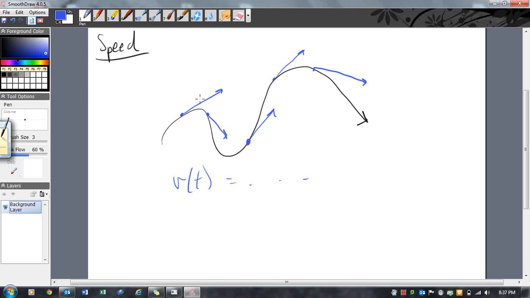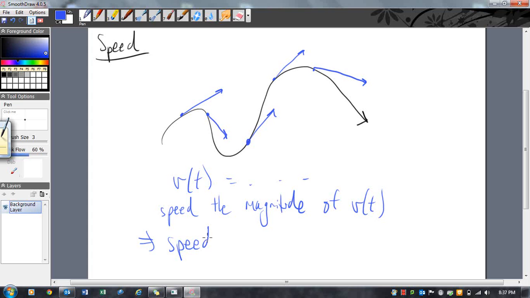So how do you find the speed? If you remember what speed is, it's simply the magnitude of velocity. We don't care about direction, we just want to know how fast this thing is going. Speed is the magnitude of v(t). In other words, if you're trying to find speed, all you need to do is find the magnitude of vector v(t).